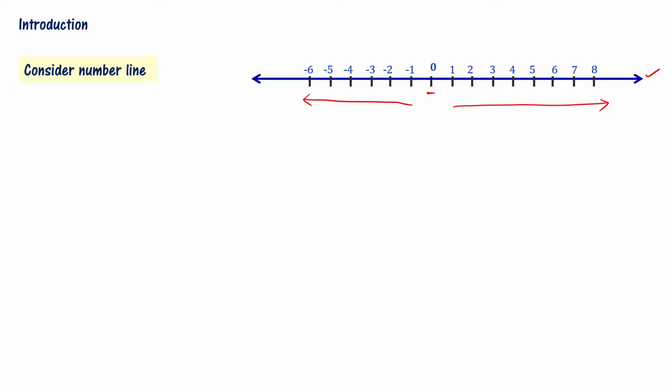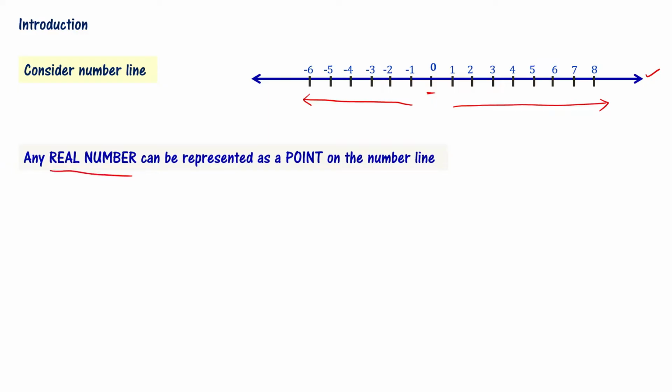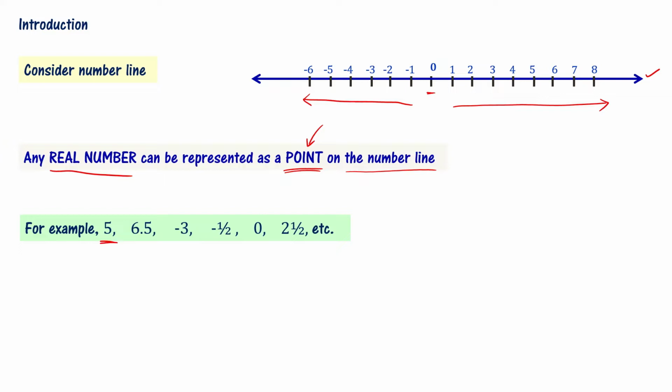Now we know that any real number you take can be represented as a point on the number line, right? ఏ నెంబర్ అయినా తీసుకోండి మీరు, అది నెంబర్ లైన్ మీద ఒక పాయింట్గా రిప్రజెంట్ చేయొచ్చు. ఫర్ ఎగ్జాంపుల్, I have number 5, right? Number 5 is here, right? 6.5 is a point here, right? This is 6.5.